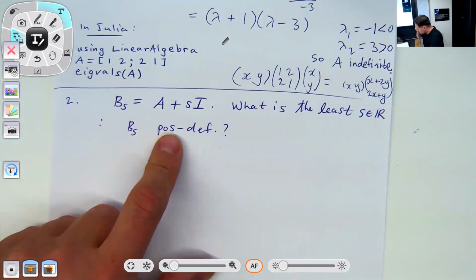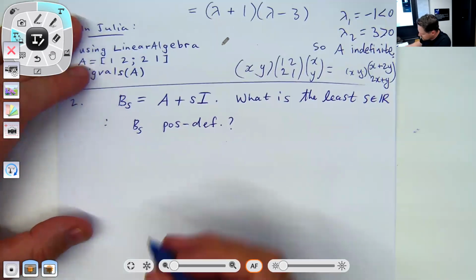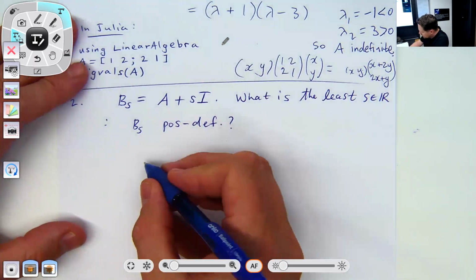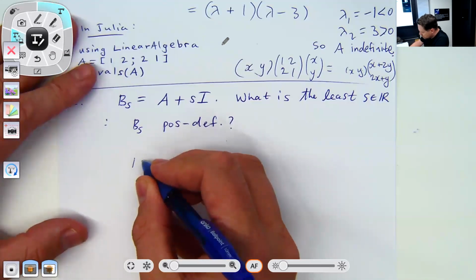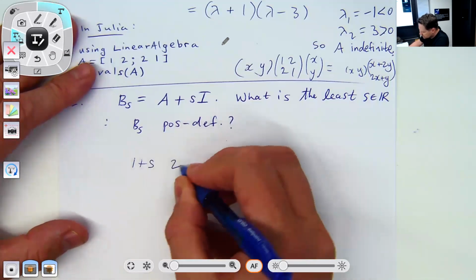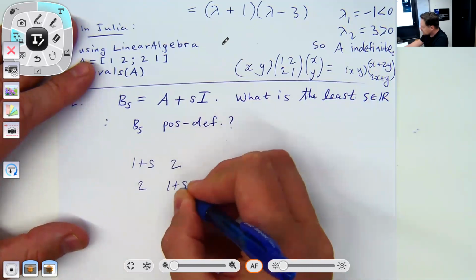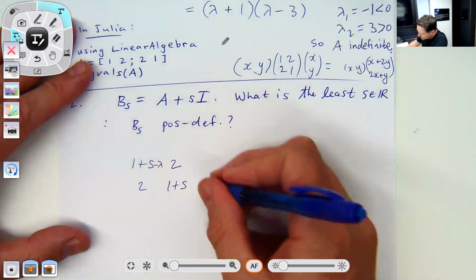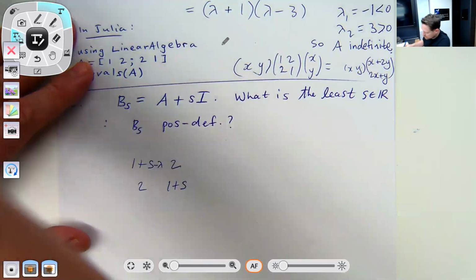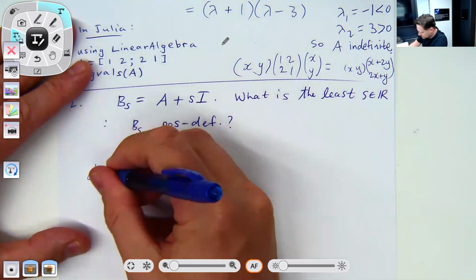Okay, so what I want to do now is, again, take the eigenvalues. I can see what they are because now we'll have 1 plus s, and then 2, and then 2, and then 1 plus s. If we now subtract lambda I, we have a minus lambda there, and a minus lambda there, and now we take the determinant of this.